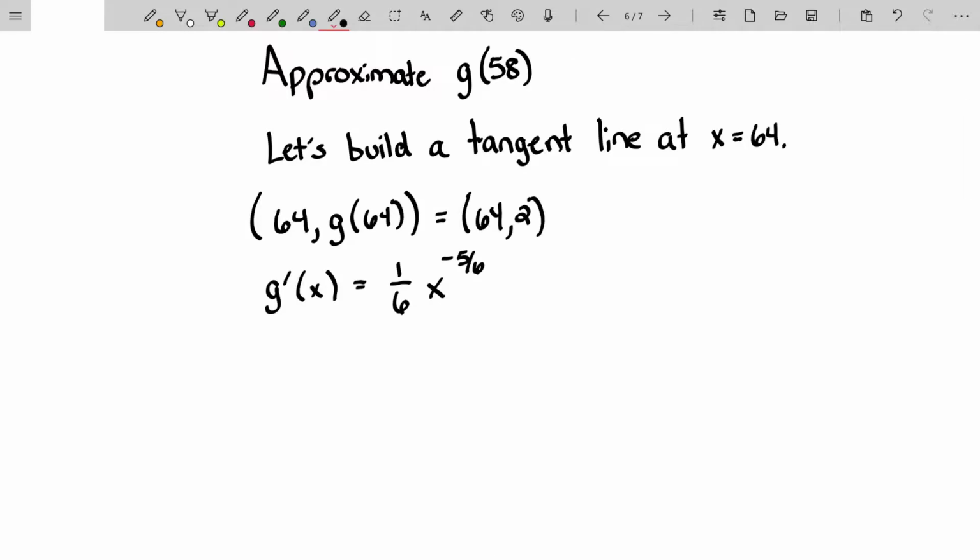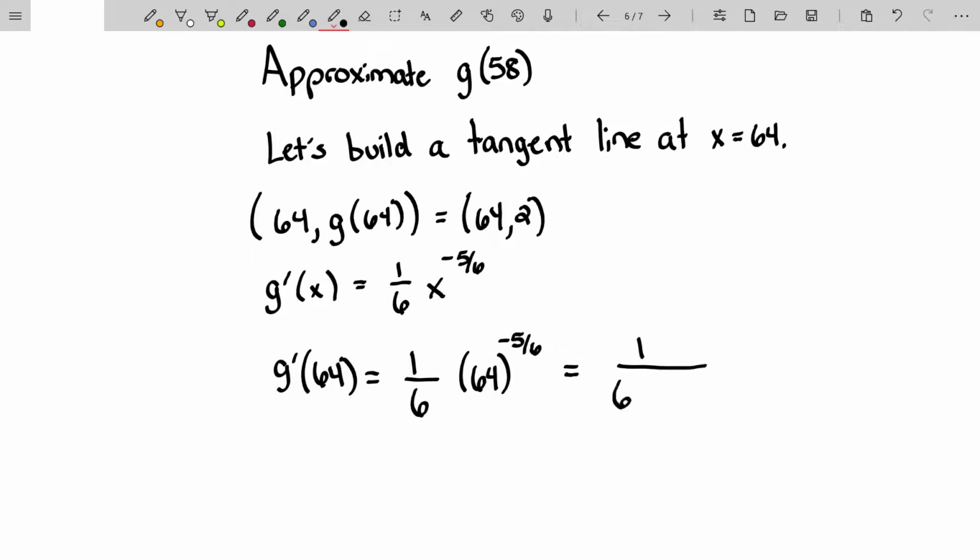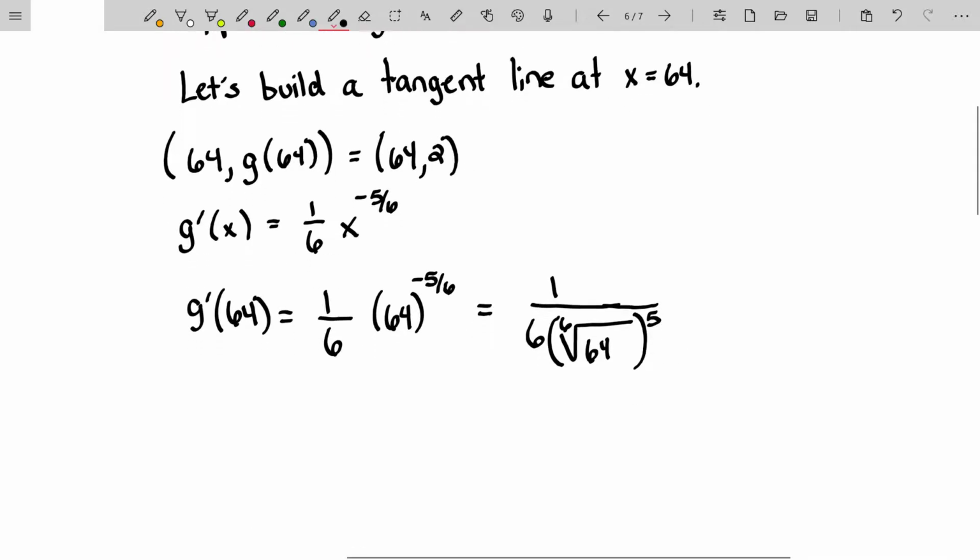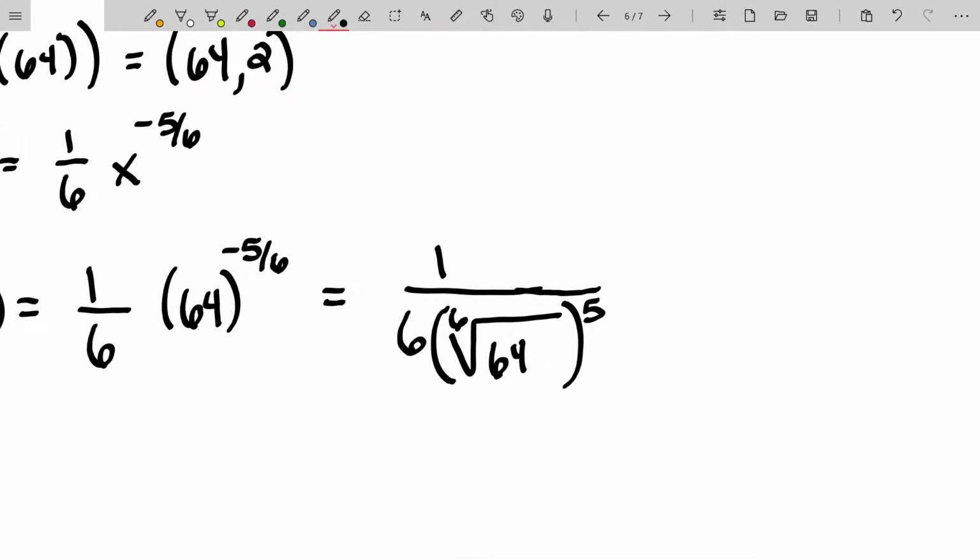Now we'll go ahead and say, therefore, g prime at 64. So the slope of the tangent line at x equals 64 is 1/6 times 64 raised to the negative 5 over 6 power. And you say, I can't calculate that by hand. And I say, yes, you can actually. That's 1/6 times the 6th root of 64, and that is raised to the 5th. Well, the 6th root of 64 is 2. 2 to the 5th is 32. So that's 1/6 times 32.